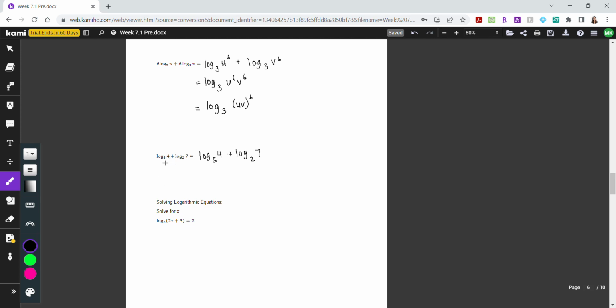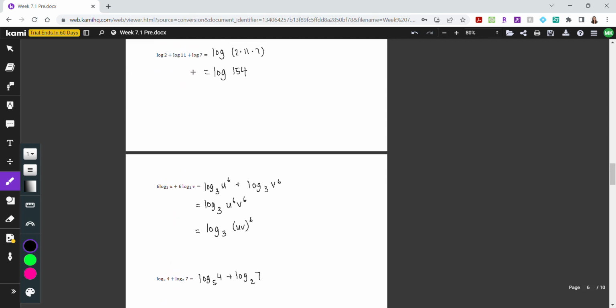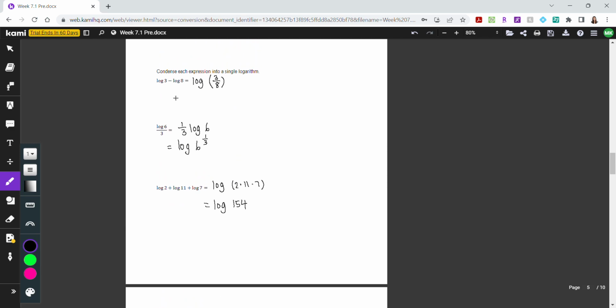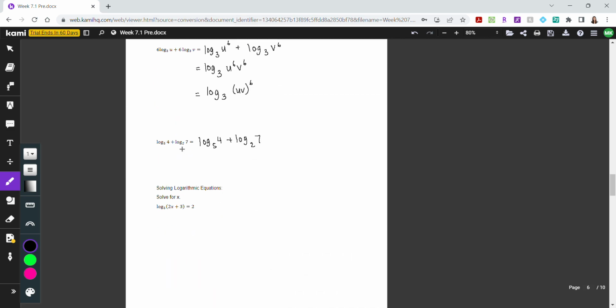So you got to remember, you got to watch out. If the bases are different, you cannot condense them together. If you notice the previous ones, look, base 3, same, you can combine them. Base 10, base 10, base 10, same, can combine them. Base 10, same, combine, all right? Base 5, base 2, different, can't do anything.